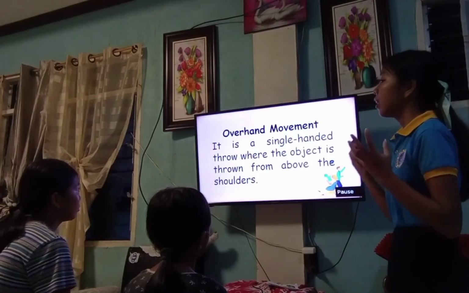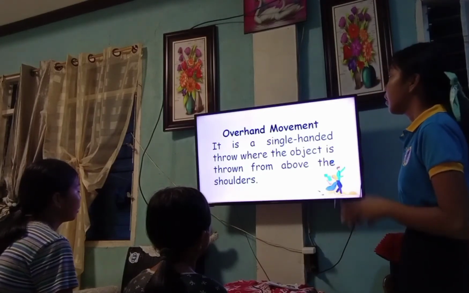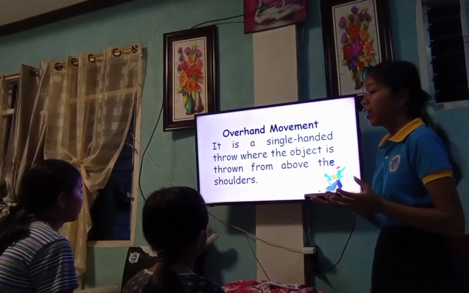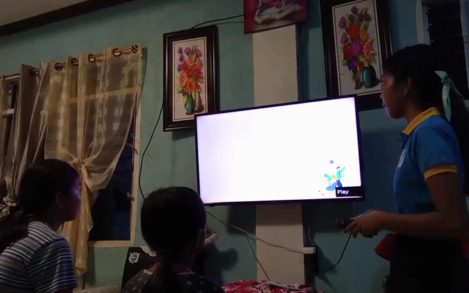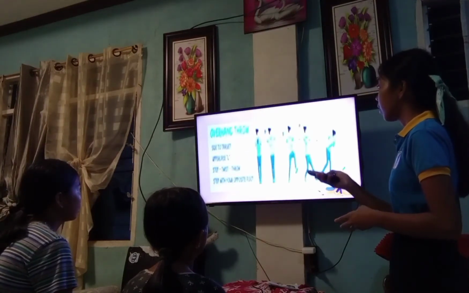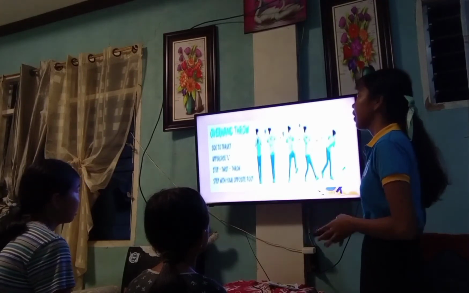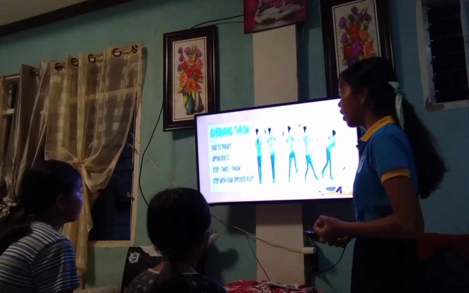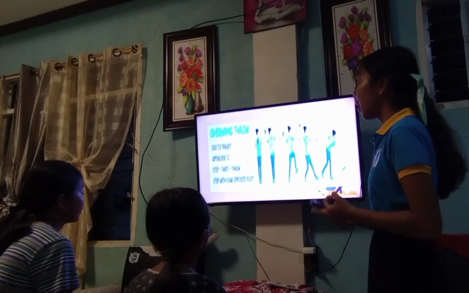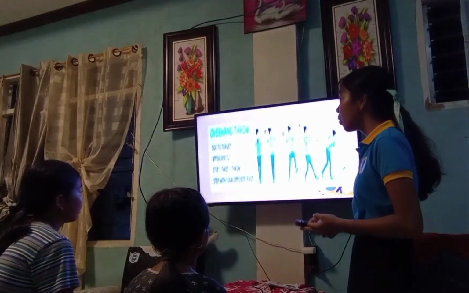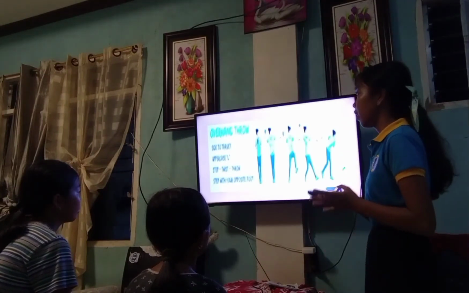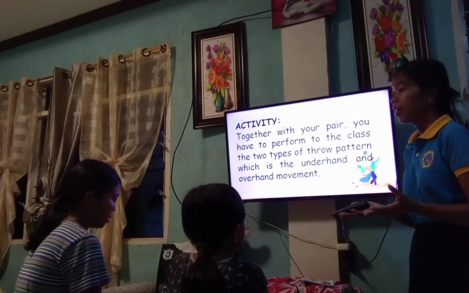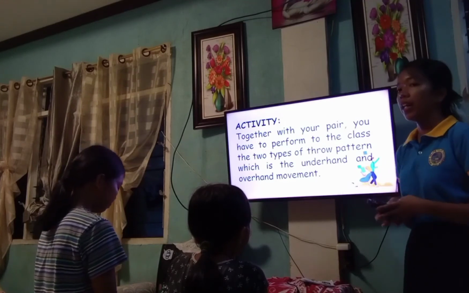The second one is the overhand movement. It is a single-handed throw where the object is thrown from above the shoulders. So here are the correct steps in overhand throw. First is to side to target. Second, uppercase L, step, twist, throw, and step with your opposite foot. Is everything clear with the underhand and overhand movement? Yes, teacher.